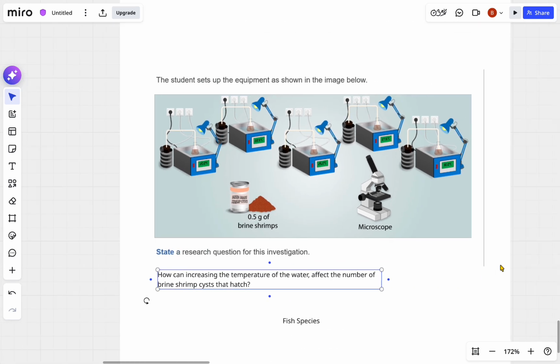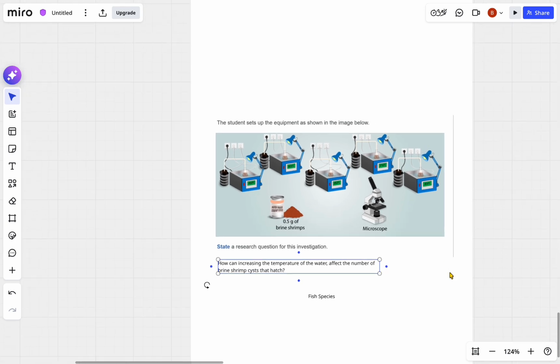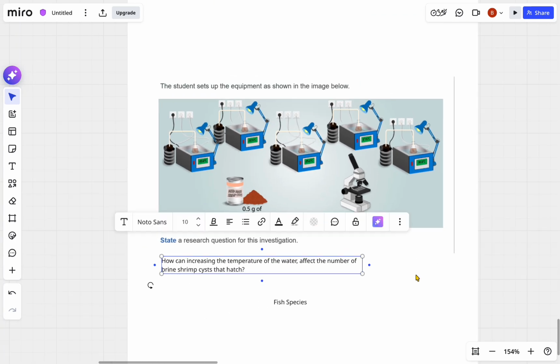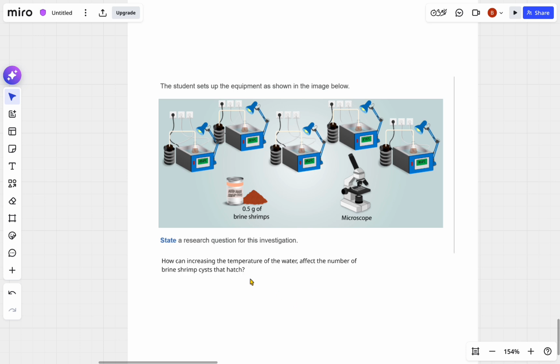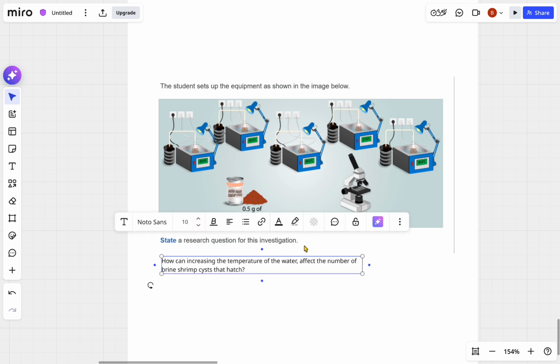That's done. That's it for this question. We have to just formulate a research question. We have to paraphrase whatever was there and whatever they want to investigate, just frame it with the how. And that's it for the research question, and that's it for this question.